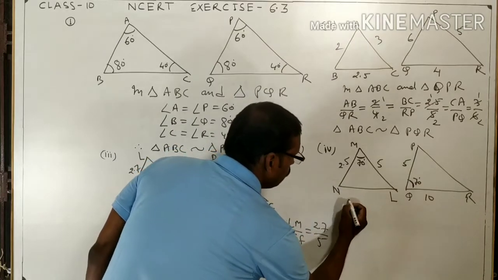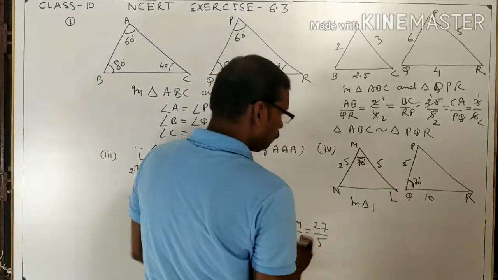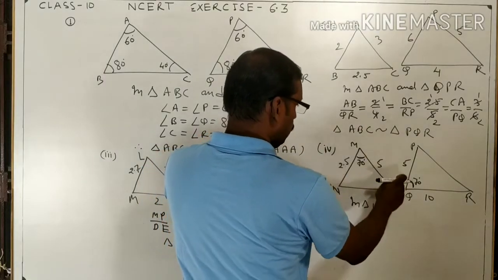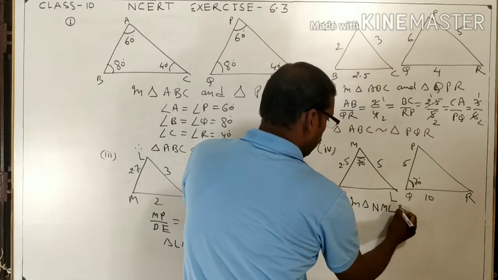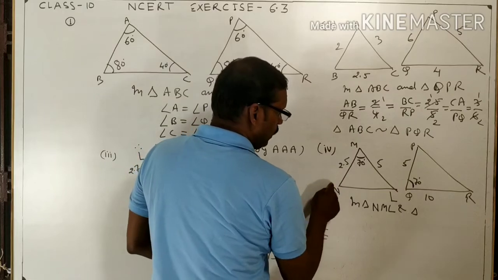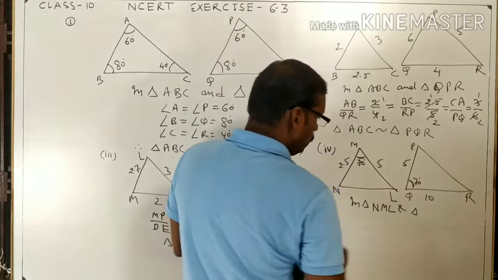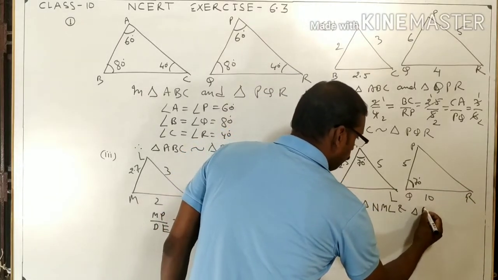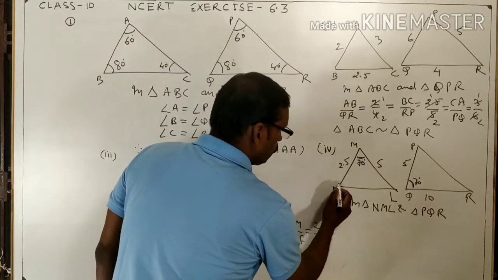So we write in triangle NML and triangle PQR. The including angle is NML, and its including angle is PQR. So we write triangle PQR.